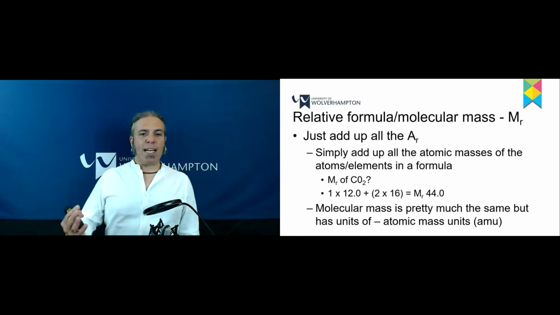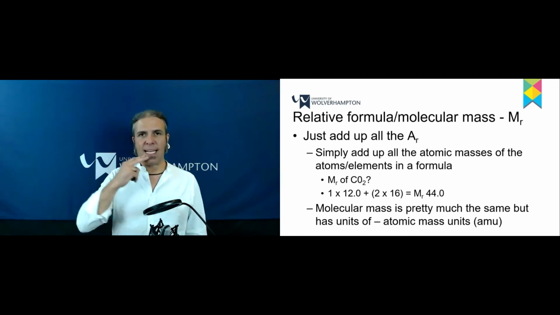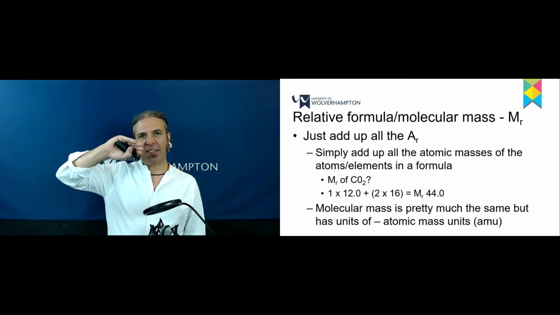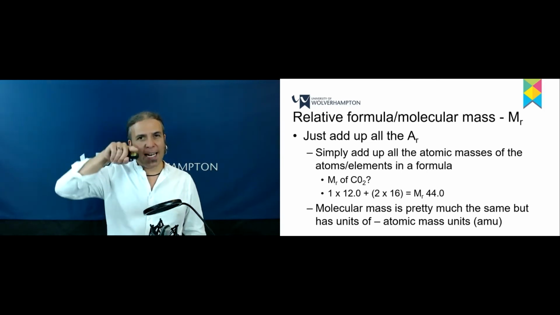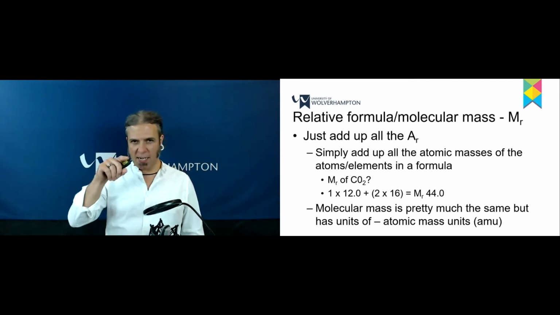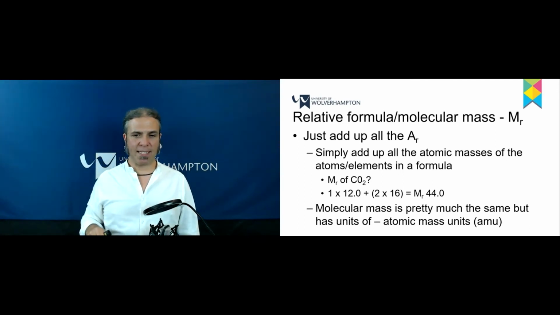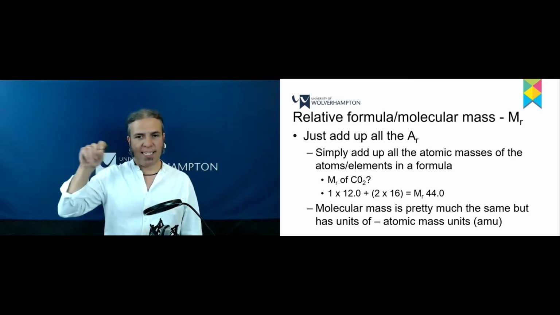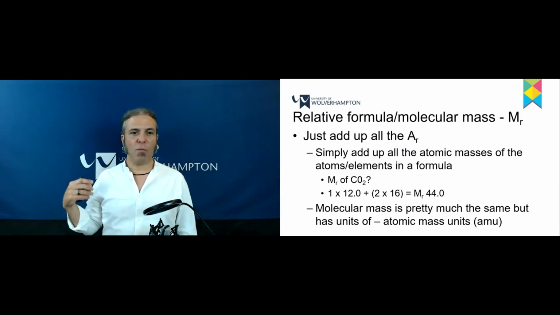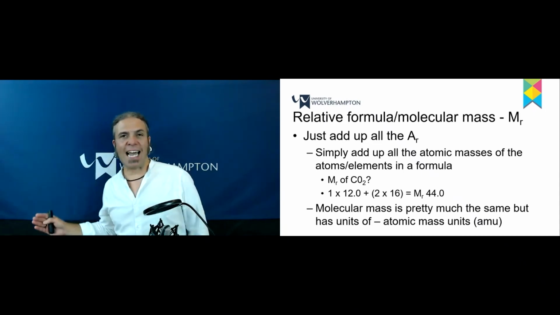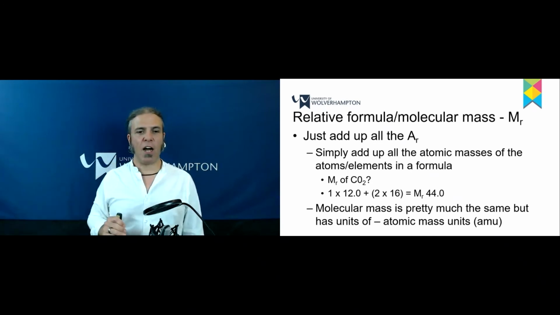So let's talk about the relative formula, the molecular mass. Now, instead of being denoted by a big A and a small r in subscript, just like the atomic masses are, the relative formula or molecular mass is a big M and a little r this time. And actually, if you want to calculate this relative formula or molecular mass, what you need to do is just add up all the atomic masses of all the elements in a particular formula.